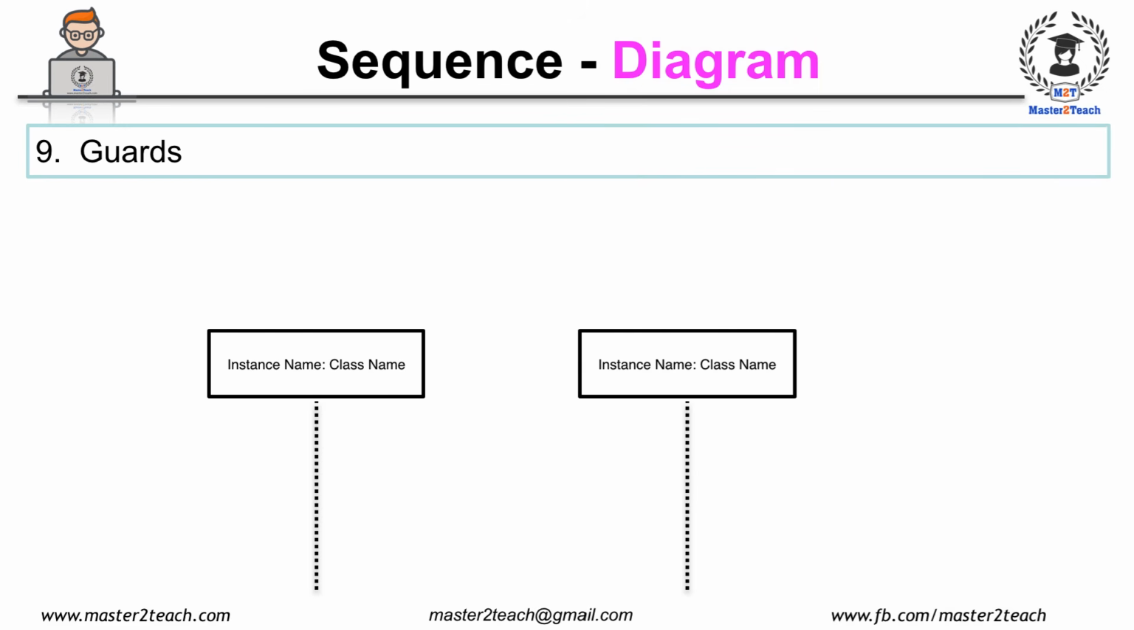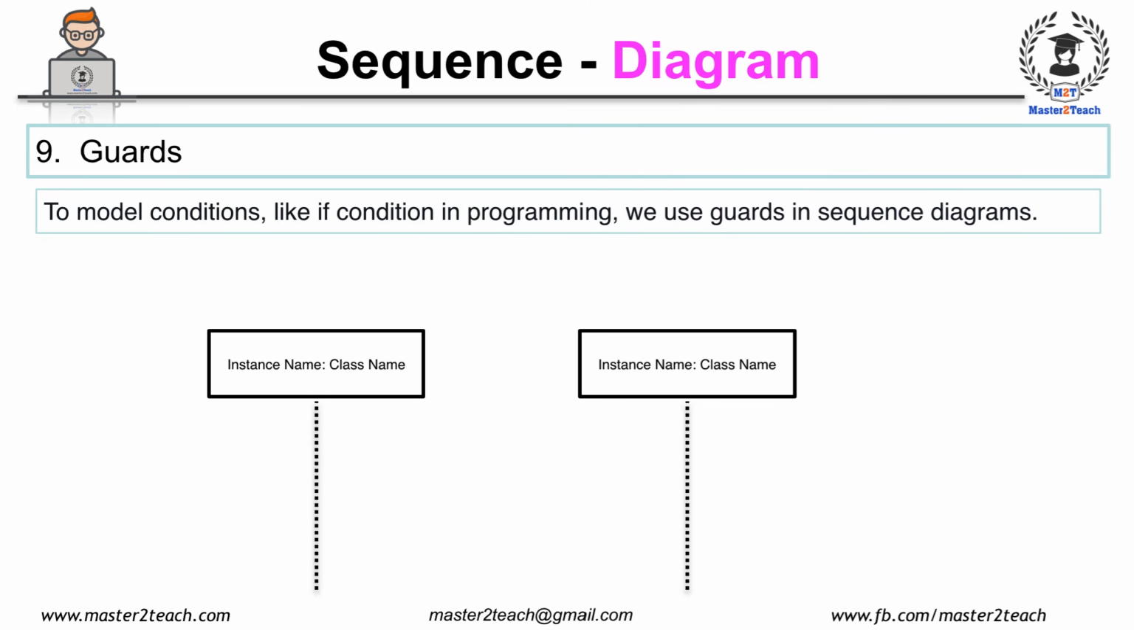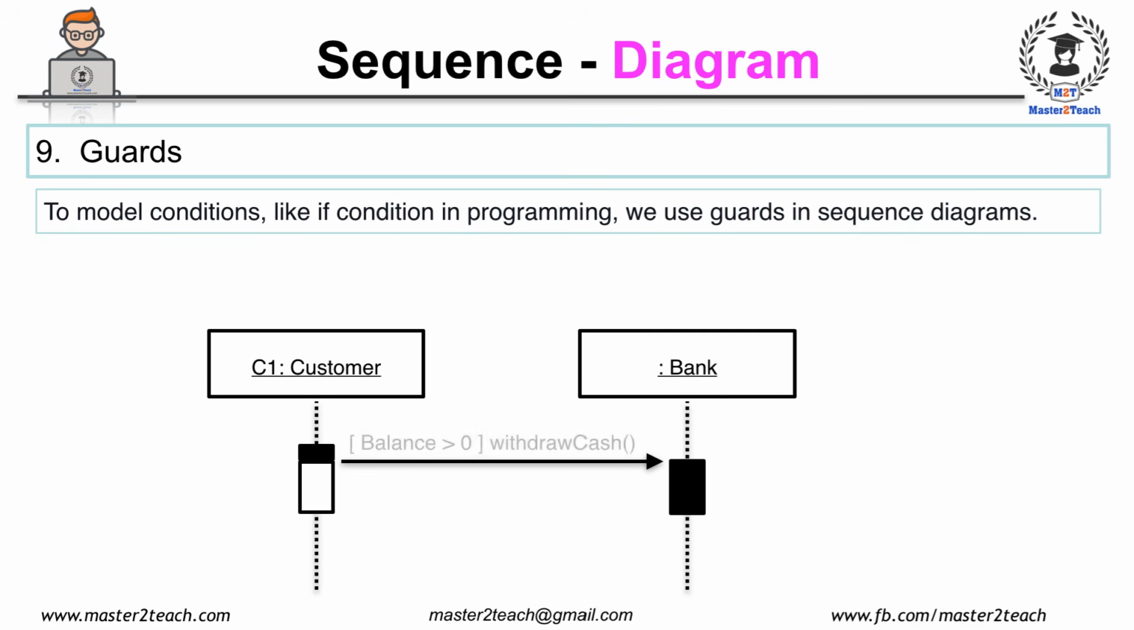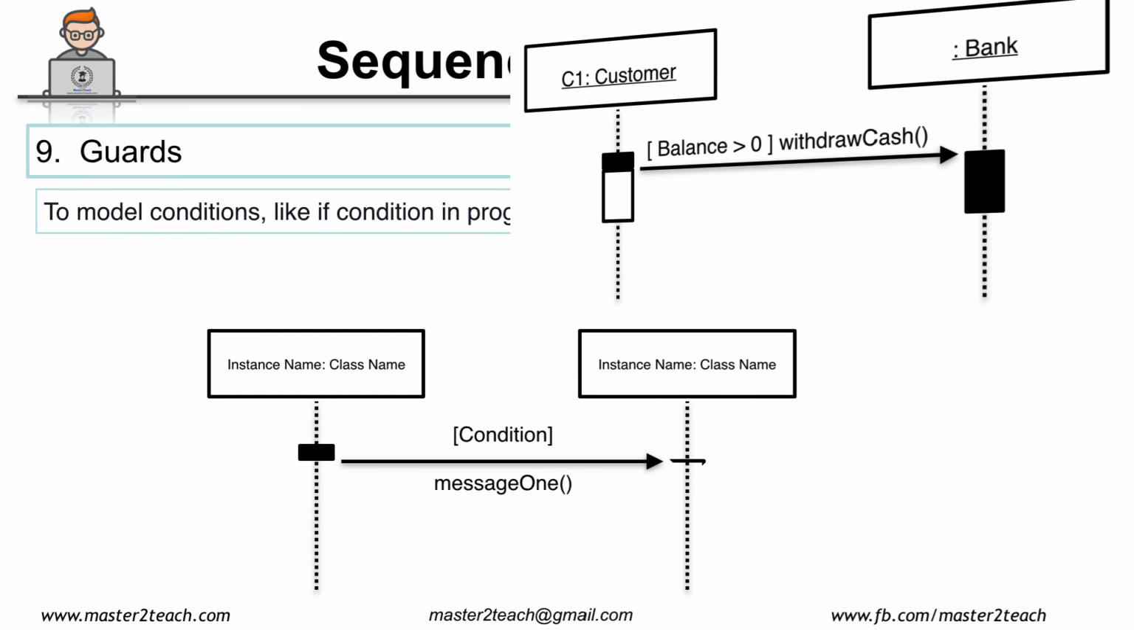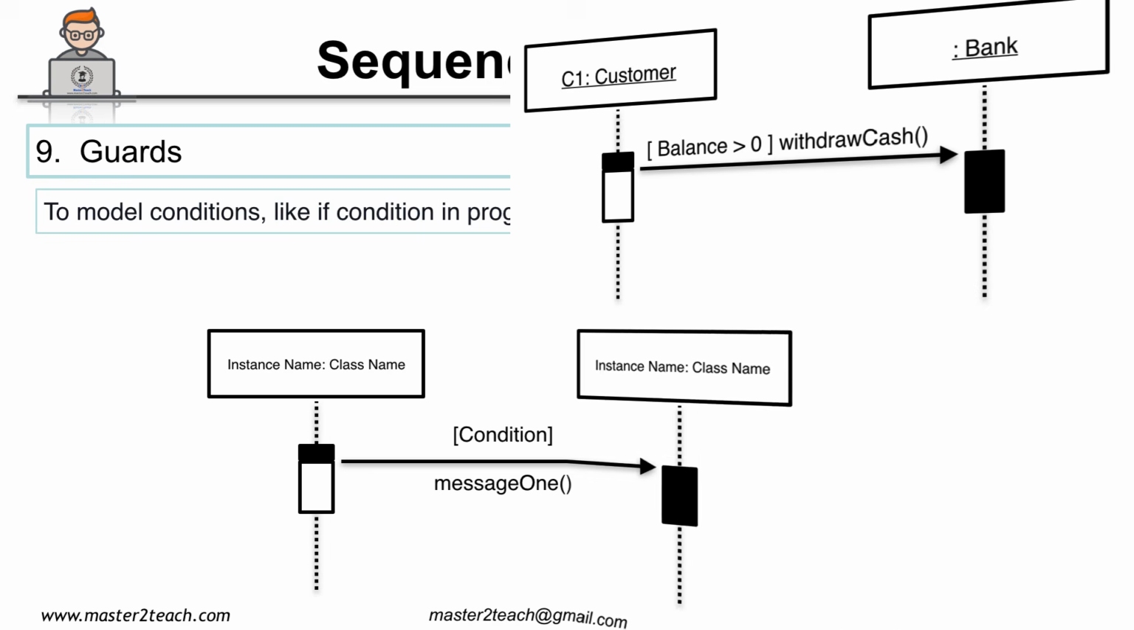Guards. When modeling object interaction, there may be certain conditions that must be met for a message to be sent to the object. To model conditions, like an if condition in programming, we use a guard in the sequence diagram. Guards play an important role in letting software developers know the constraints attached to the system or a particular process. For example, in order to withdraw cash from the bank, the account balance should be greater than 0. So, balance greater than 0 is a condition that must be met for this message to be called, which can be shown in the sequence diagram like this.